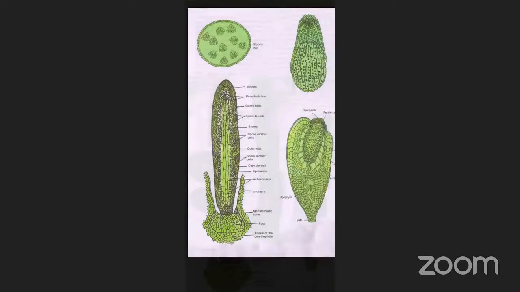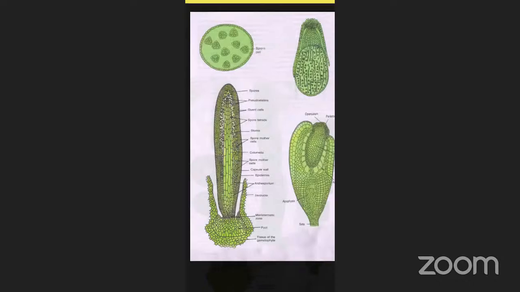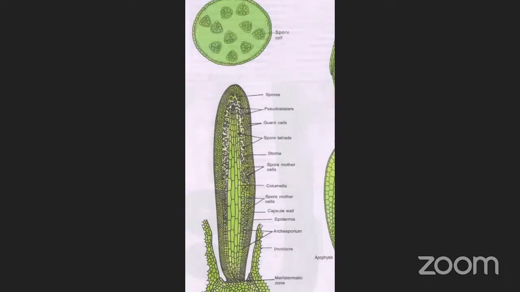So different structures are there. We see this one. Based on the structure, the sporophyte is differentiated from Riccia onwards to Funaria. The complex structure is developed. For example, in Riccia, the sporophyte of Riccia, we see this one. The top one is the Riccia sporophyte.